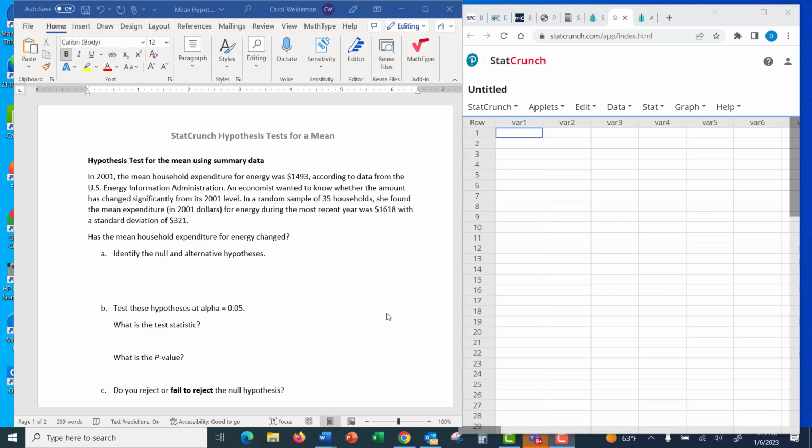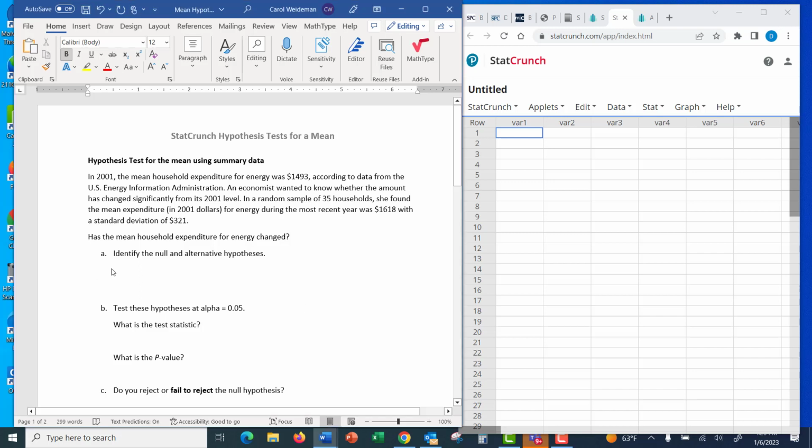In 2001, the mean household expenditure for energy was $1,493, according to data from the U.S. Energy Information Administration. An economist wanted to know whether the amount had changed significantly from its 2001 level. In a random sample of 35 households, she found the mean expenditure in 2001 dollars for energy during the most recent year was $1,618, with a standard deviation of $321. Has the mean household expenditure for energy changed?